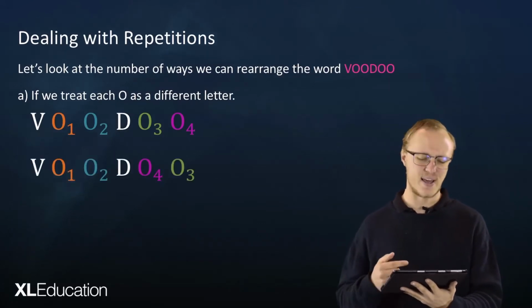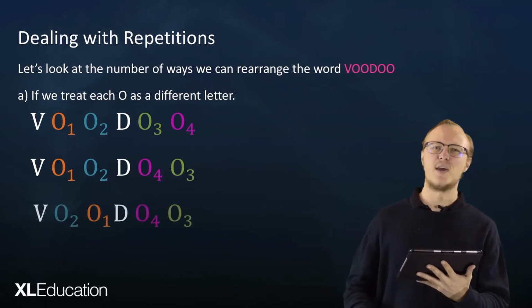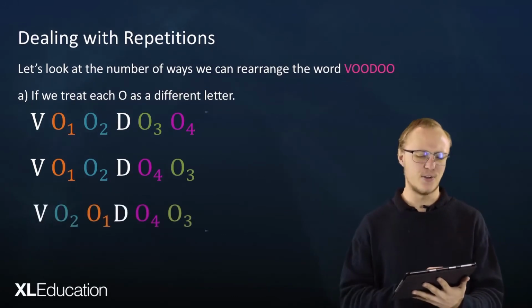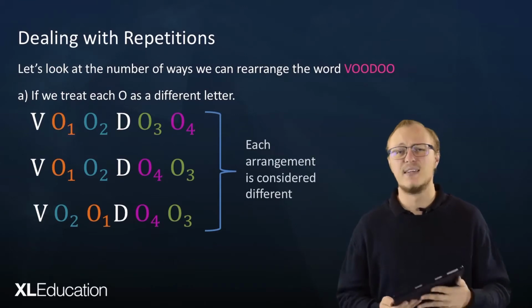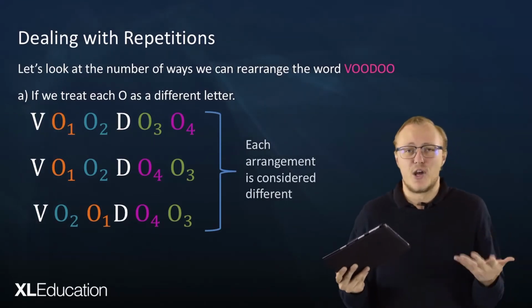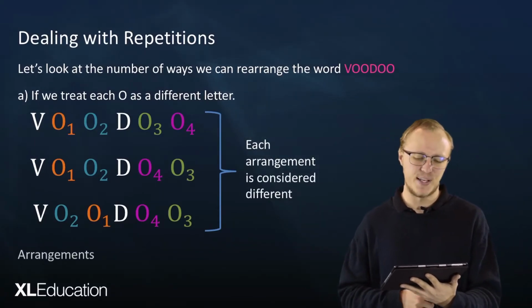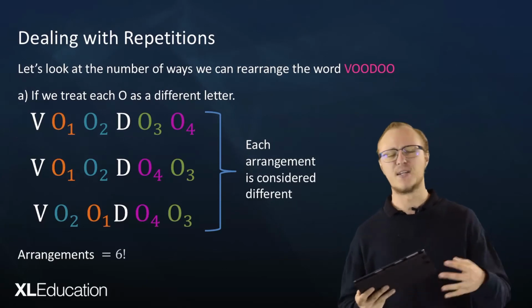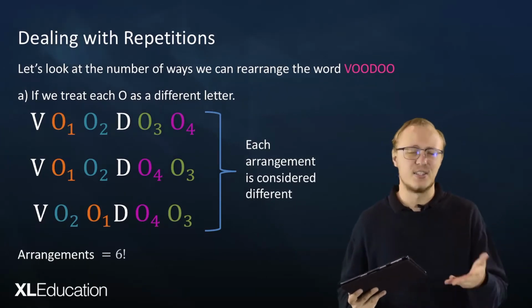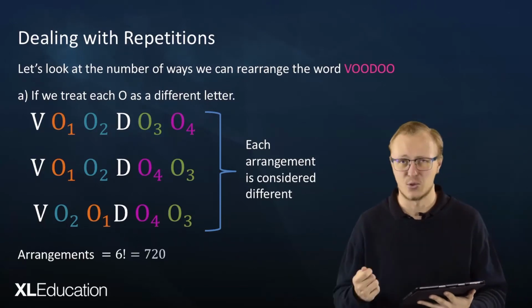Then that voodoo there, and the next one there where we swapped the last two O's, and that one there where we swapped the first two O's, those are all considered different arrangements of the word voodoo because each O is unique. So the number of arrangements is simply going to be 6 factorial because in our minds there are 6 unique objects that we're arranging, and that's going to be 720.